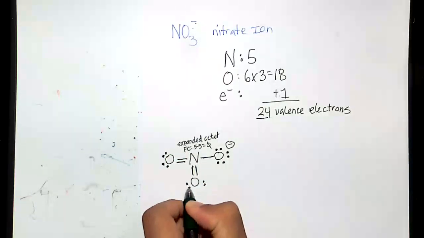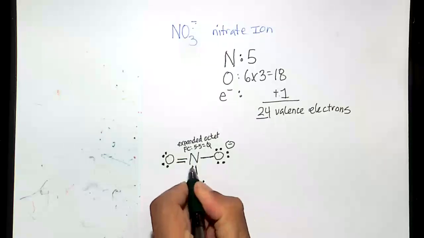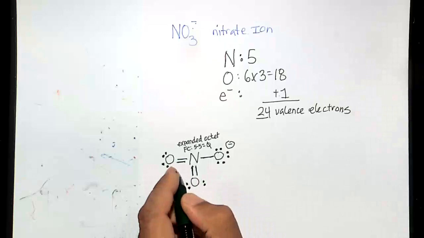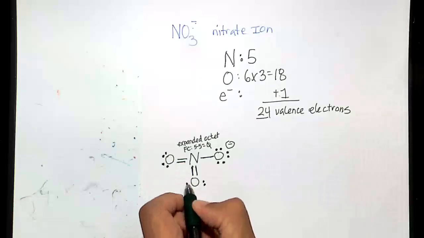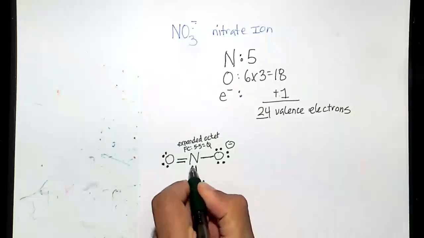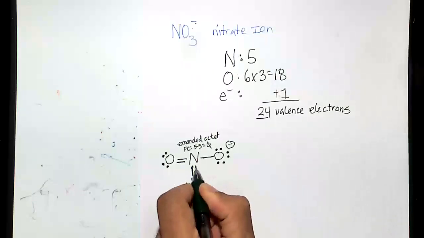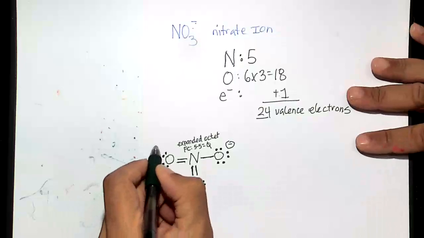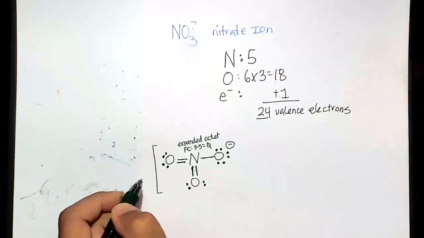What about this double bond oxygen? Formal charge? 1, 2, 3, 4, 5, 6. What is oxygen happy at? What is 6 minus 6? 0. Octet rule? 1, 2, 3, 4, 5, 6, 7, 8. Octet rule satisfied. Okay. So this is the right structure of nitrate.